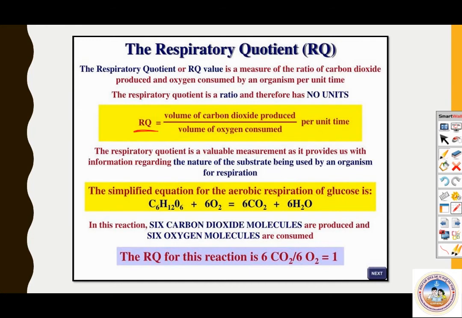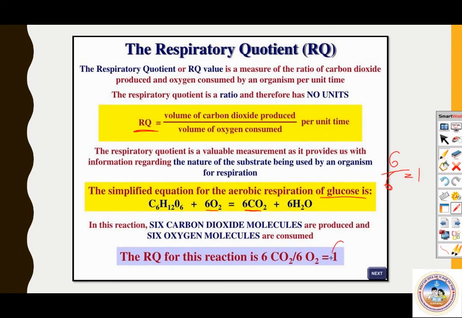The simplified equation for aerobic respiration of glucose is this. See here how much is there. Let's calculate how much carbon dioxide is being produced. 6 is produced, yes or no? How much oxygen is consumed here? 6. So what is the answer? Obviously it will be 1. Am I clear? This is what they have shown you over here.